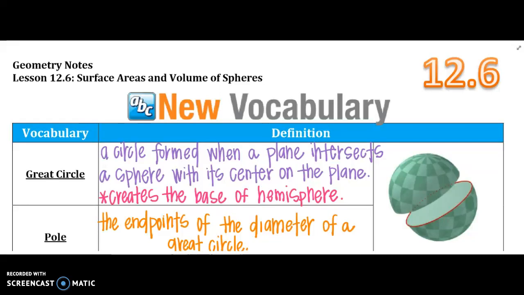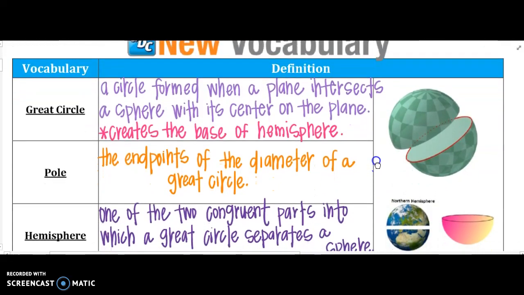Welcome to Chapter 12, Section 6, where we're talking about surface area and volume of solids. In this section, we're going to talk about area and volume of spheres, and we're going to include hemispheres in this section as well. So, just a little bit of vocabulary here.